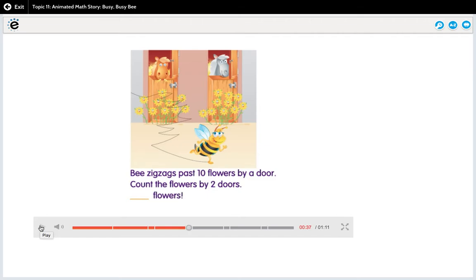Okay, so students, now you're going to go ahead and count the flowers by the 2 doors. I'm going to give you a second to do that. You can pause the video. 20. So we know if there's 10 here and there is 10 here, that makes 20 flowers. To make a 20, it's a 2 and a 0.